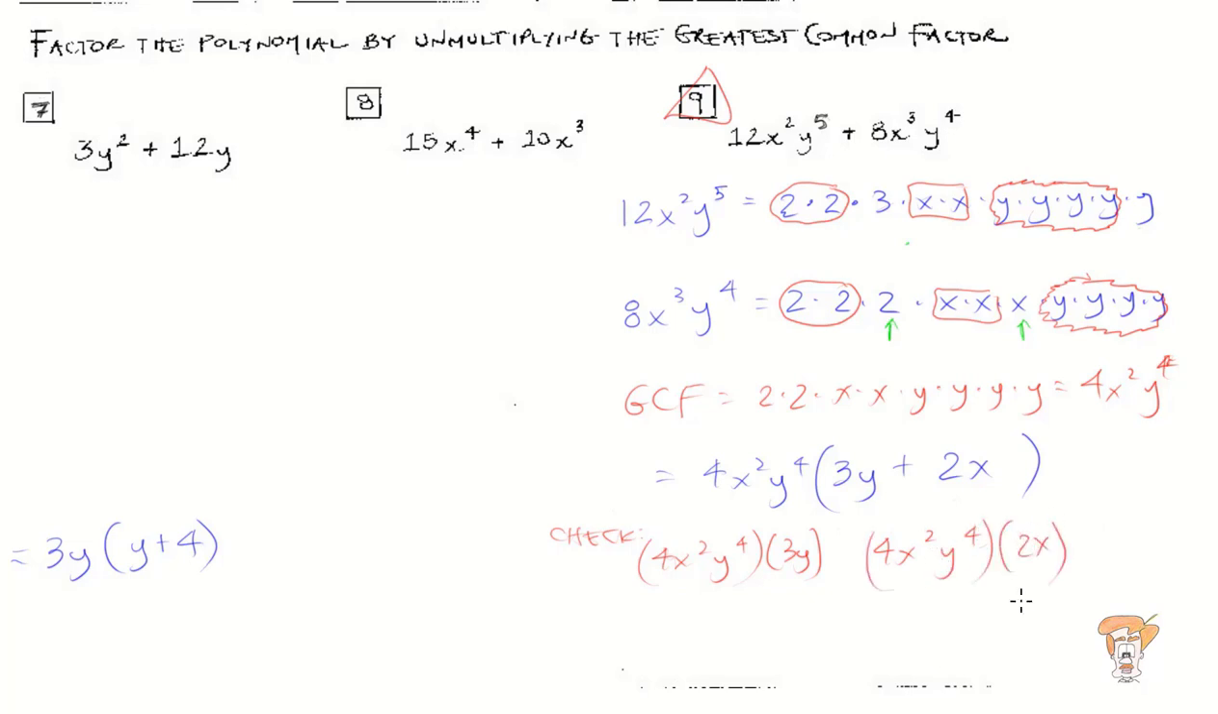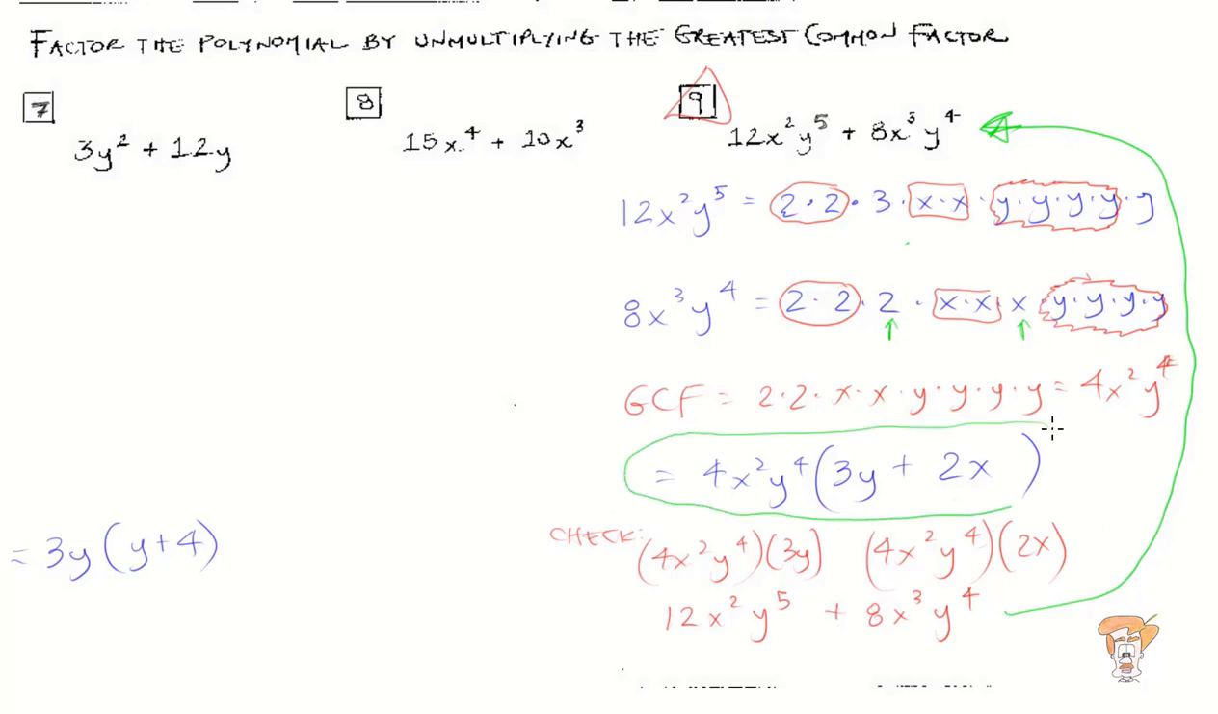4x squared y to the fourth times 3y would be equivalent to 12x squared y to the fifth, and 4x squared y to the fourth times 2x would be equivalent to plus 8x to the third y to the fourth. Now let's check the original problem, and we see that that coincides with the original problem. Therefore, the factored form of that polynomial is 4x squared y to the fourth times the quantity of 3y plus 2x.